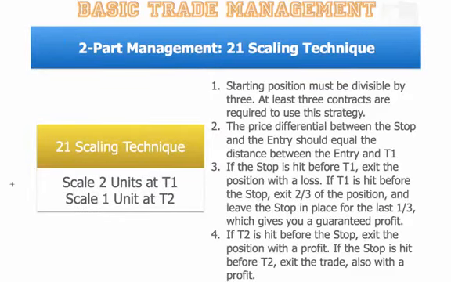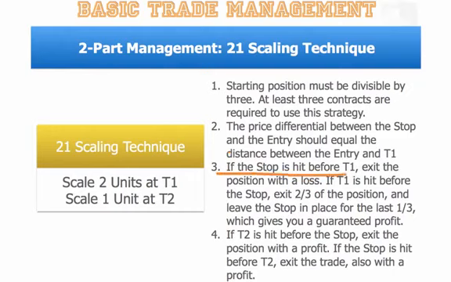The two-part management technique, which is the 2-1 scaling technique, you have to have at least 3 contracts to trade this one because you are scaling 2 units at first, and then 1 unit last. So that's 3 units. You need at least 3 contracts or 3 shares, and each unit can contain however many contracts or shares you want per unit. Again, we'll look at examples of this later, but as long as you have at least 3 contracts, you're good to get in. Now, T1 in the entry must equal the distance between the stop and the entry. So once those are equal, you're good to go.